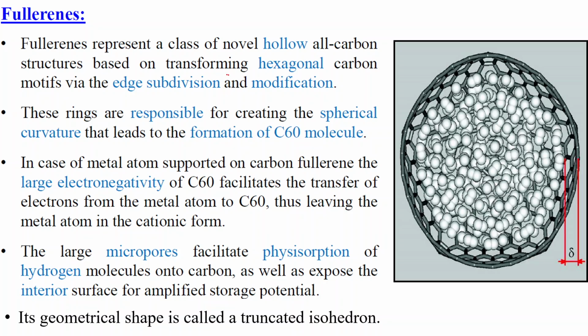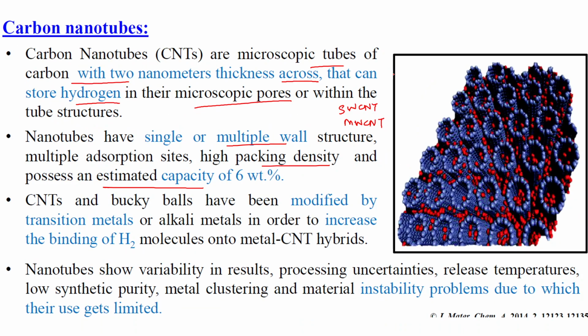Now, fullerene represents a class of novel hollow all-carbon structure based on transforming hexagonal carbon motifs via edge subdivision and modification. So basically, the carbon nanotube is like this kind of tube with the benzene rings all joined together. Okay.